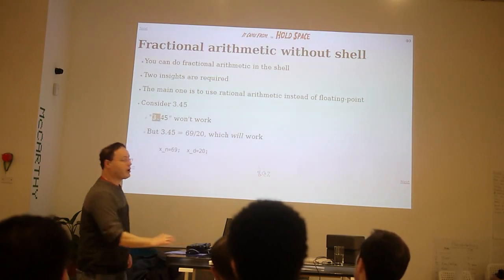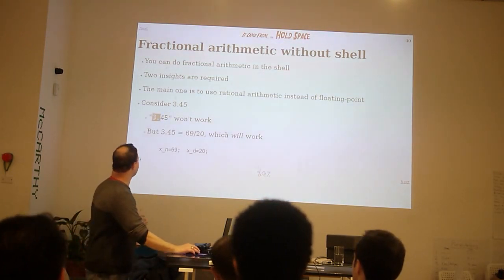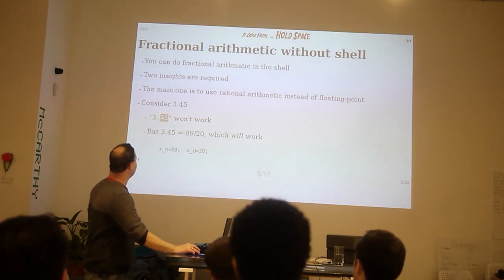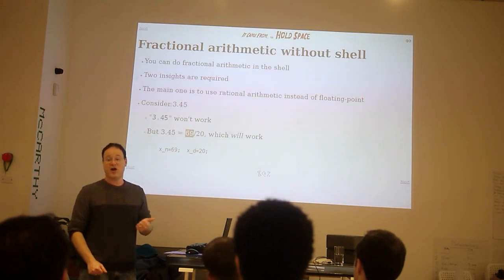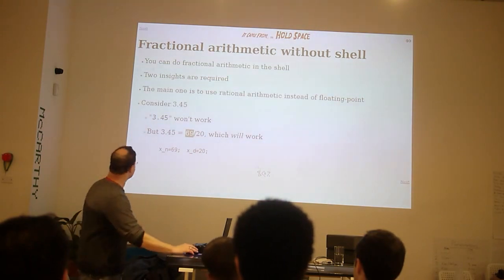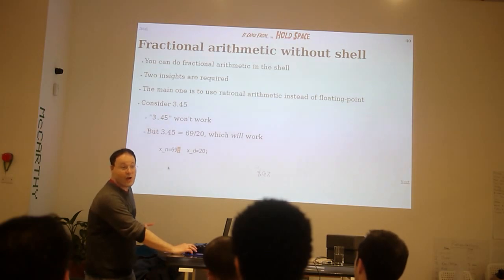3.45 won't work. You can't pass it to expr, and you can't do this floating point arithmetic. But 3.45 is 69 twentieths, and you can store 69 and 20, and you can manipulate those. So if we have a number x, which is equal to 3.45, it has a numerator, xn, which is 69, and a denominator, xd, which is 20.